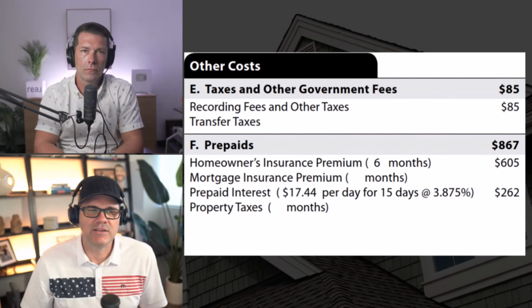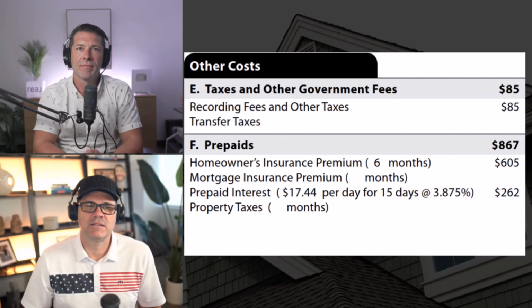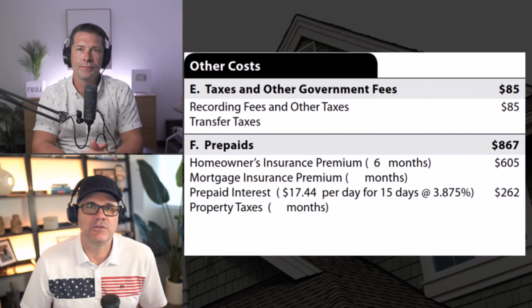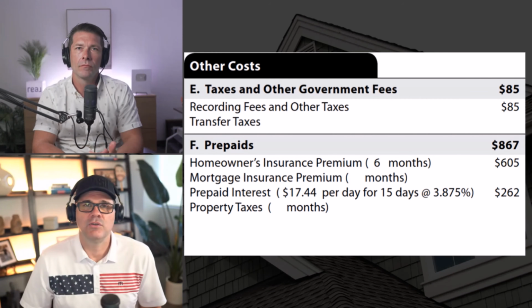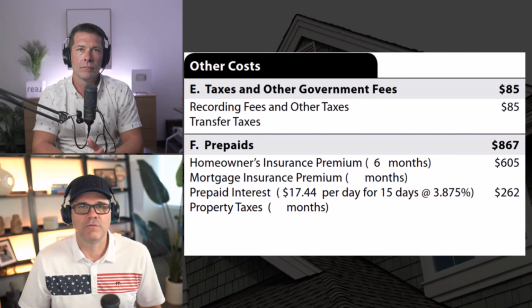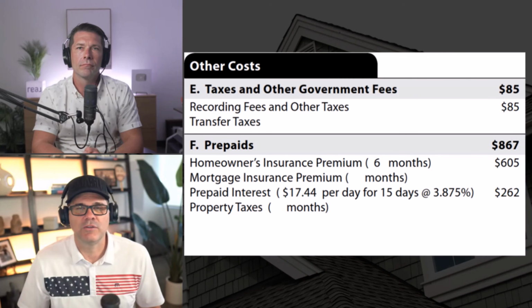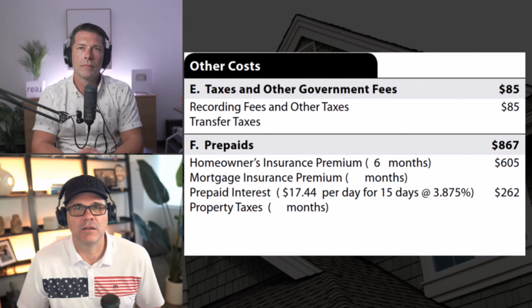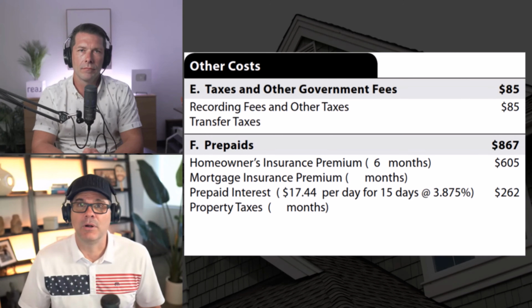So box E is generally recording fees and other taxes, and then transfer taxes. Depending on where you're at in the country, you're going to have very low transfer taxes or very high transfer taxes. I'm doing a loan for a borrower in Pennsylvania right now, and they're paying $6,000 in transfer taxes on a $600,000 purchase. So that can be a big number, and it's something that needs to be disclosed to you accurately.